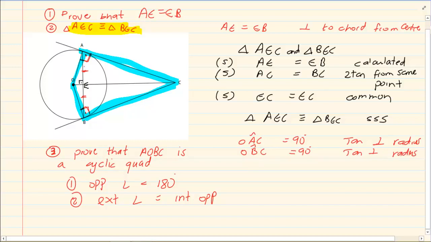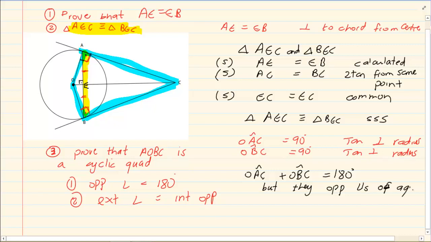But look, they are opposite angles of a cyclic quad. So if we take OAC plus OBC, it's going to equal 180 degrees. But they are opposite angles of a cyclic quad. And since it's equal to 180 degrees, therefore AOBC is a cyclic quad.